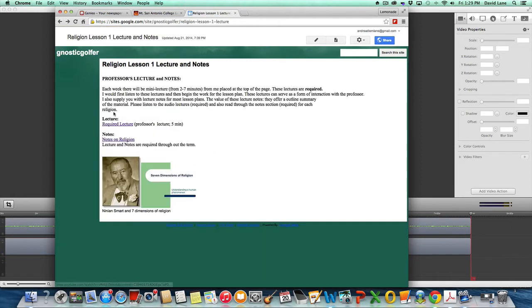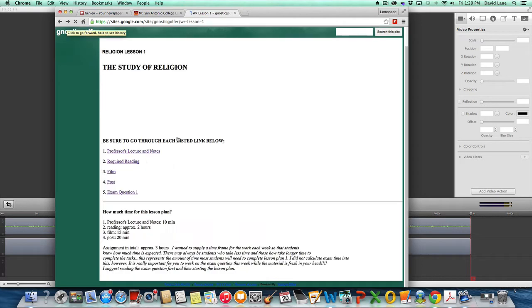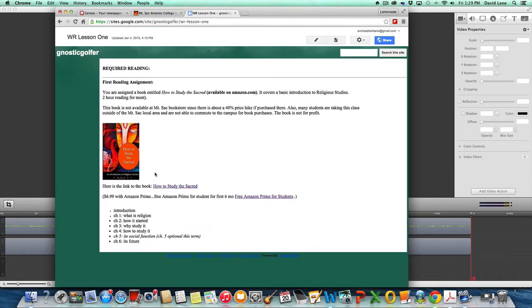So the notes are very helpful, the lecture is very helpful, and these two should be considered required and very valuable to you. The required reading here is the book called How to Study the Sacred. It is available on Amazon. It's only about $6. I did supply you with a PDF. If you go to the syllabus, you'll see the PDF is available, so you could access it that way, or you can have the hard copy, which is much easier to deal with.